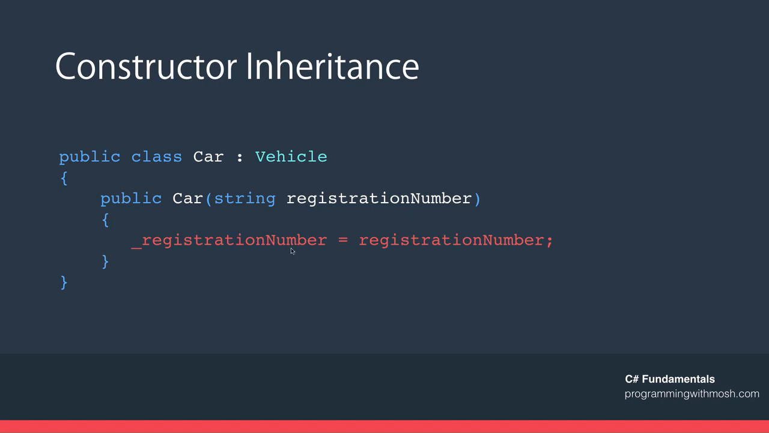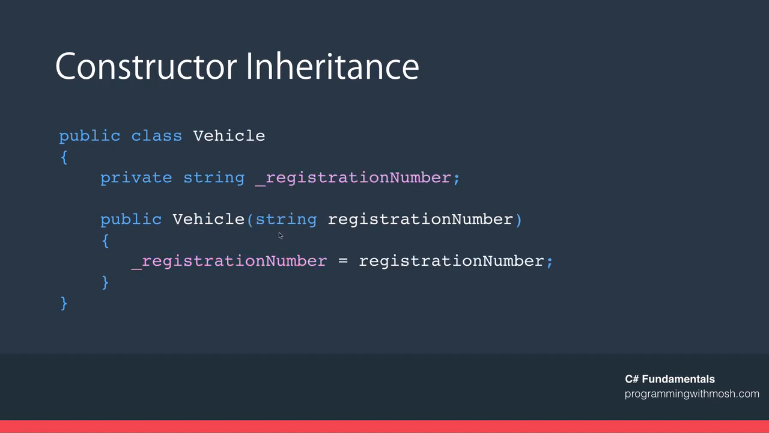Well, I've highlighted this line with red, which means this is not valid. In fact, if you write this code, it's not going to be compiled. You're going to get an error. Why? Because in the vehicle class, we declared registration number as private. Let's take a look at the vehicle class again. So note that the registration number is declared as private, which means it's not going to be accessible in the car class. And in the lecture about access modifiers, I explained why private is a better choice than protected.